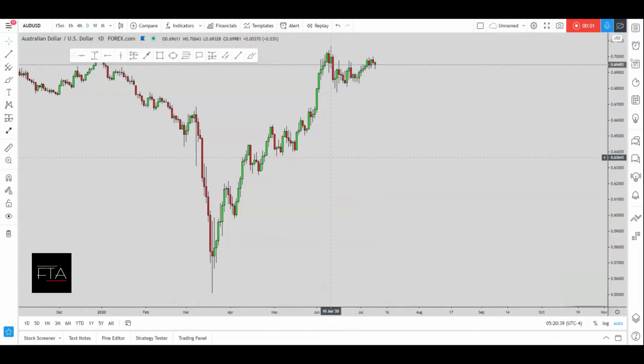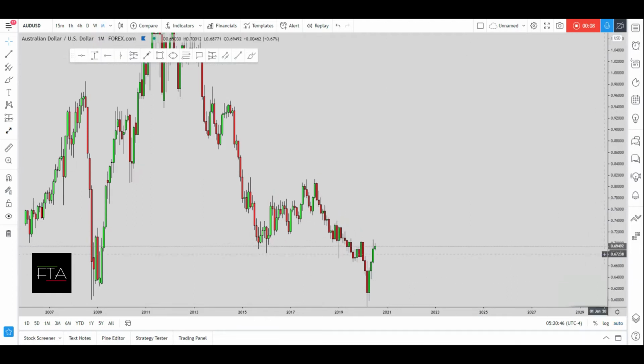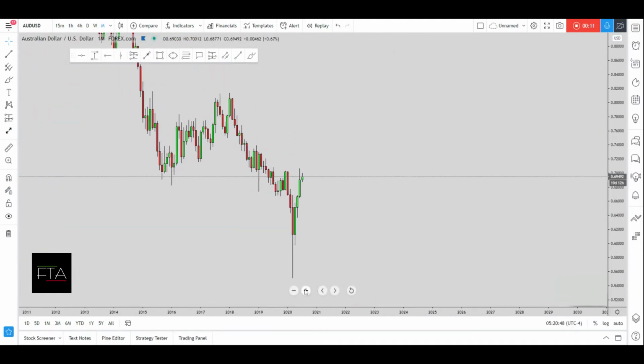Okay, so what kind of situation do we currently have on AUD USD? Let's make a full breakdown. So starting from the monthly time frame, what is the situation on the pair?